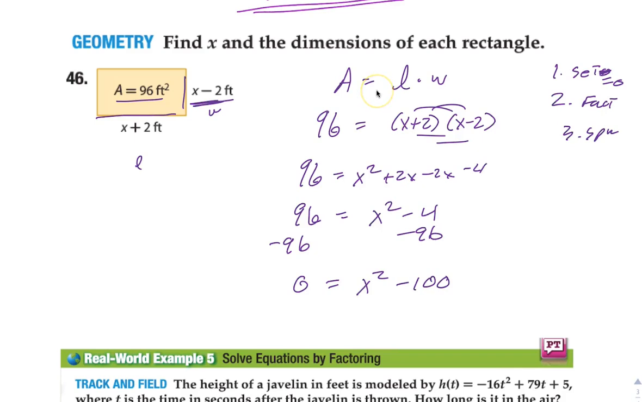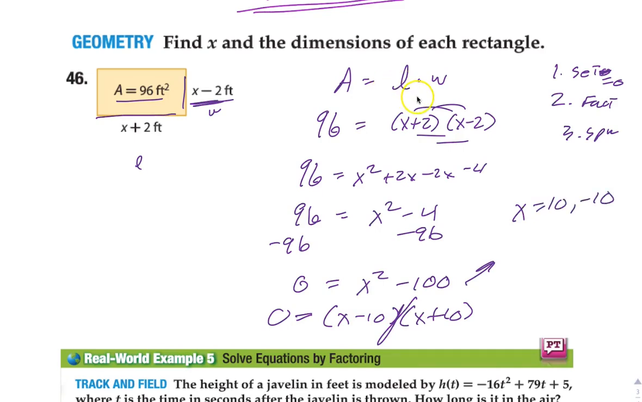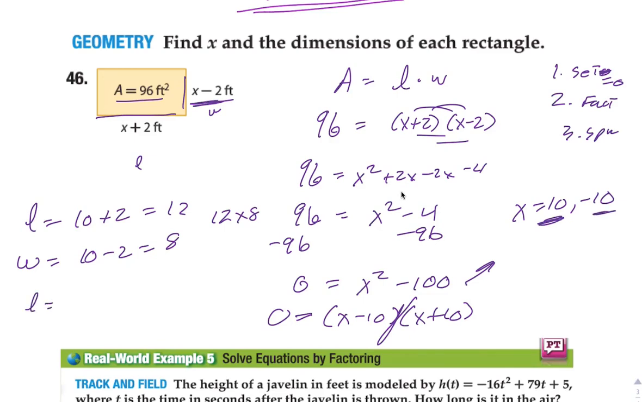Now I could factor this. It's a difference of two squares, so I get x minus 10, x plus 10 equals 0. Now I can split and solve. x equals 10 and negative 10. Now, quick thing though, find x and the dimensions of each rectangle. So here's my x, but they also want the dimensions of each rectangle. So if I plug it in, my length is going to be 10 plus 2, so 12. My width is going to be 10 minus 2, so 8. So it's a 12 by 8. So I use a 10 on that one. If I use a negative 10, look what happens.